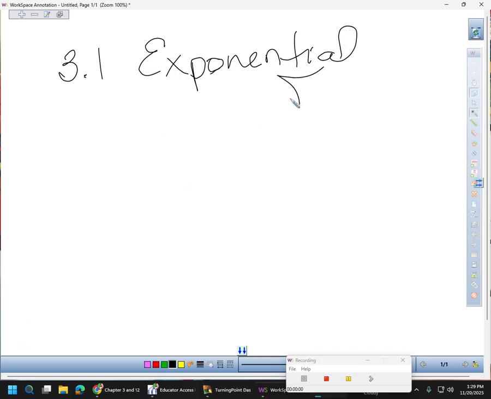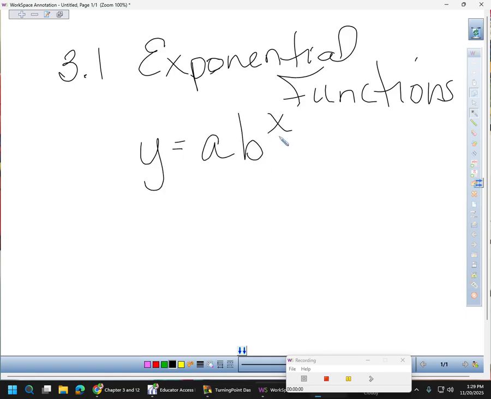Exponential functions. All right. So to remind you what exponential functions look like, the basic exponential function is y equals ab to the x. It is an exponential function if the x is in the exponent.